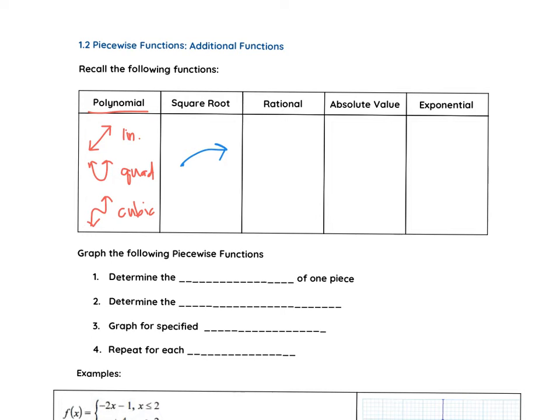A rational function can come in a lot of different ways. The most basic rational function has like two pieces, I would say. And it looks something like this. It's approaching those asymptotes. An absolute value function, we should be familiar with the V shape that it has. And then an exponential function has that exponential curve. So first we just need to be familiar with recognizing which type of function exists and what their general shape is.